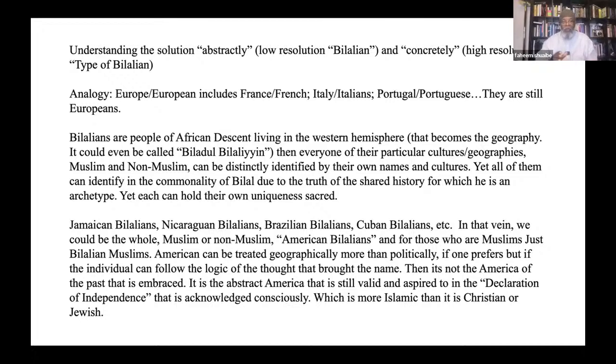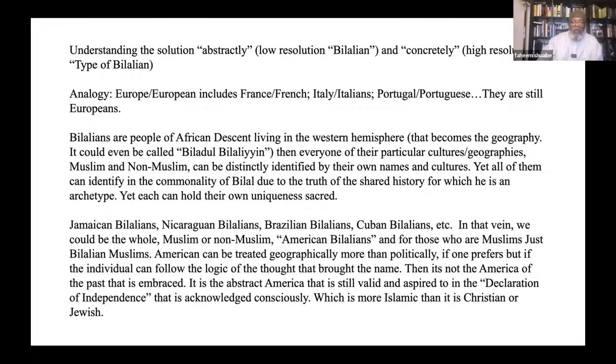Mashallah, remember Carter G. Woodson. So the idea is, when I say that, it's not the America of the past. It is the abstract America that is still valid and aspired to. See, just like our names, it's a fact and it's an aspiration, right? Fahim Shuaibe, it's a fact and it's an aspiration. I am some of that, but then there's more of that for me to be, right? America is the same thing. America is some of that, and there's more of America's aspirations that are yet to be fulfilled, right?